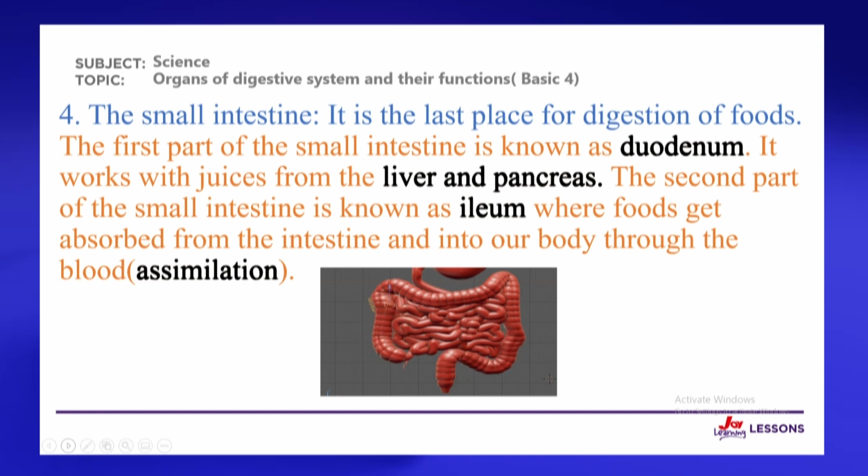And the process is what we call assimilation, where the food that has been broken down into simplest units gets absorbed into the body, so that our body can use it for energy, for us to walk, write, and do all that we want to do. So we say the last place for digestion of food is the small intestine.